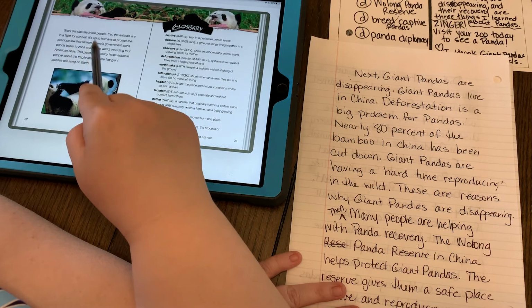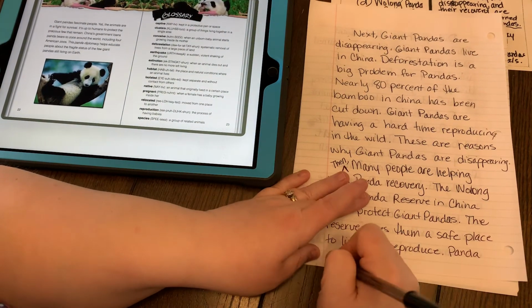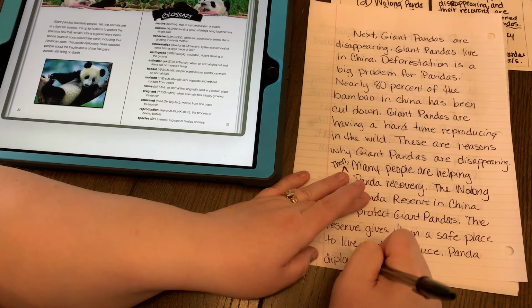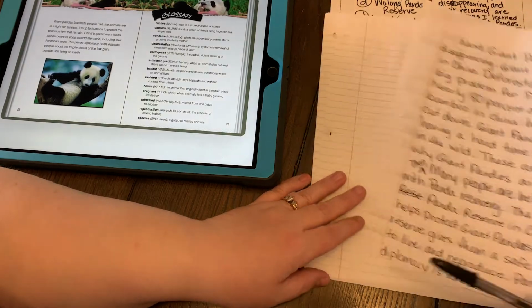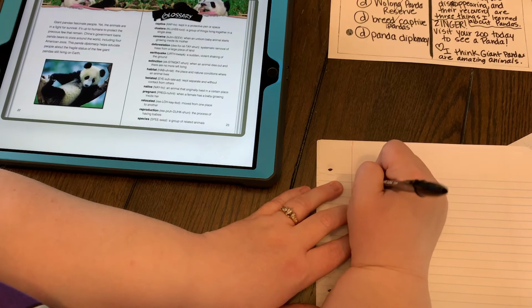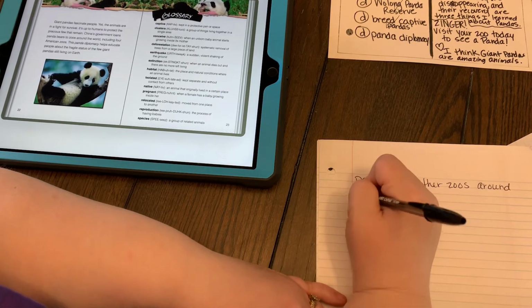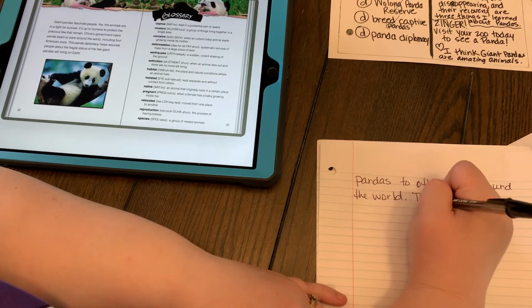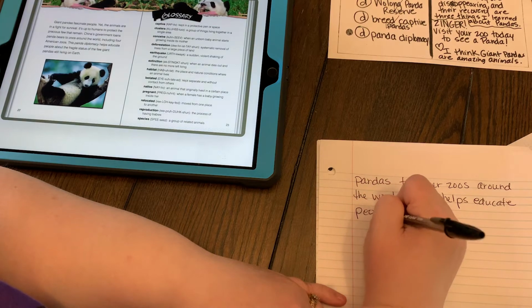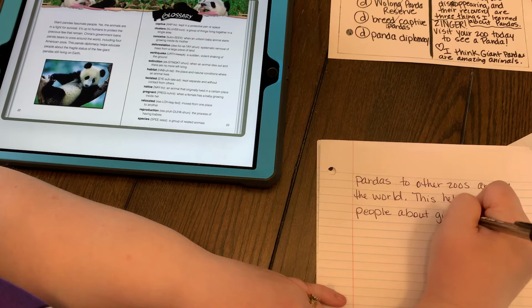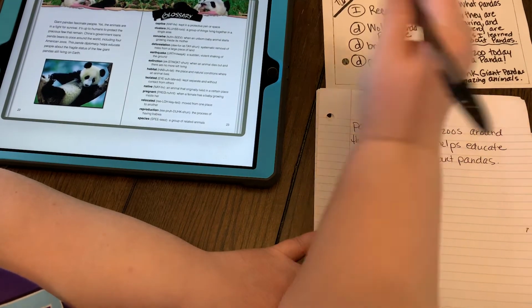China's government loans panda bears to zoos around the world, including 4 American zoos. So let's write a sentence about that. Panda diplomacy is where China loans pandas to other zoos around the world. This helps educate people about giant pandas. All right, we're going to do a wrap-up sentence for this paragraph, and it was about recovery.